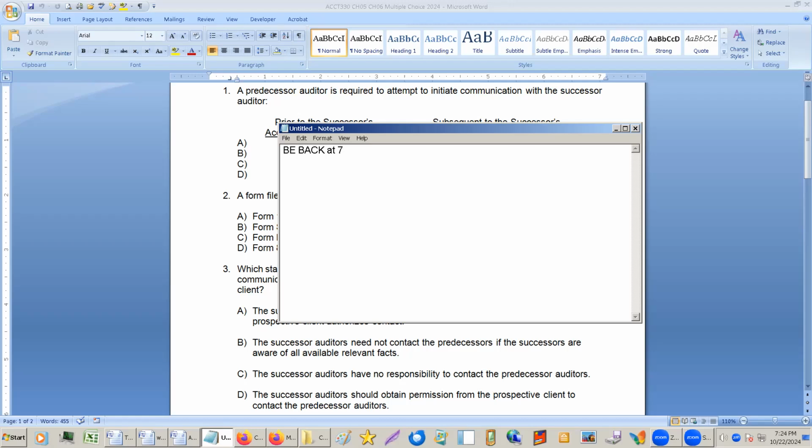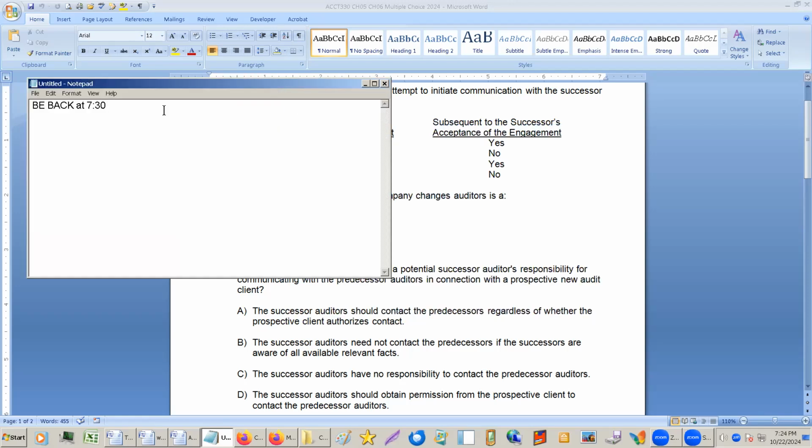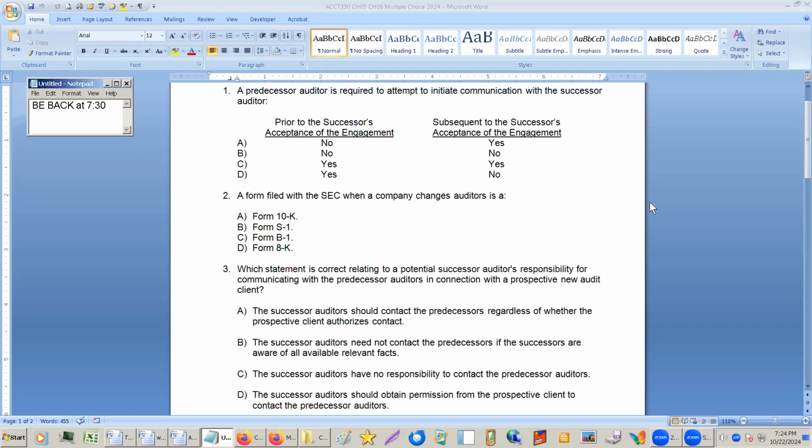Hey, Professor, we can't see the polls where we have to give answers for the multiple choice questions. You just can't see them? Shoot. Let me, no, you can't. I'm relaunching it. Can you see it now or no? Yes, Professor, we can see it. Okay, good. Sorry about that.